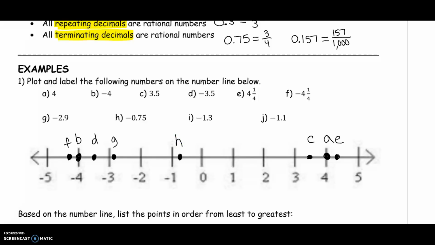Next, -1.3 is going to be between -1 and -2, and not even halfway, so it's going to be closer to -1. Move it over a little bit. About there, that's I. And last, -1.1. So -1.1 is closer to -1 than the point that we just plotted. So that would fall about there.